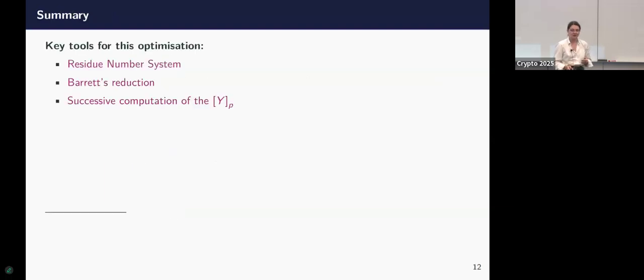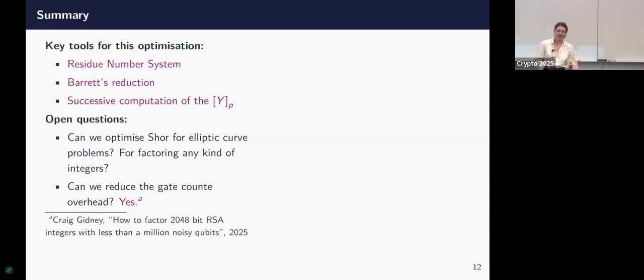Now, to conclude this talk, if there is something to remember about it, it is that the key tools that allow this optimization to work are the residual number system, the Barrett reduction trick, and the successive computation of the Y modulo P on the same register every time. There are some open questions left at the end of this work.